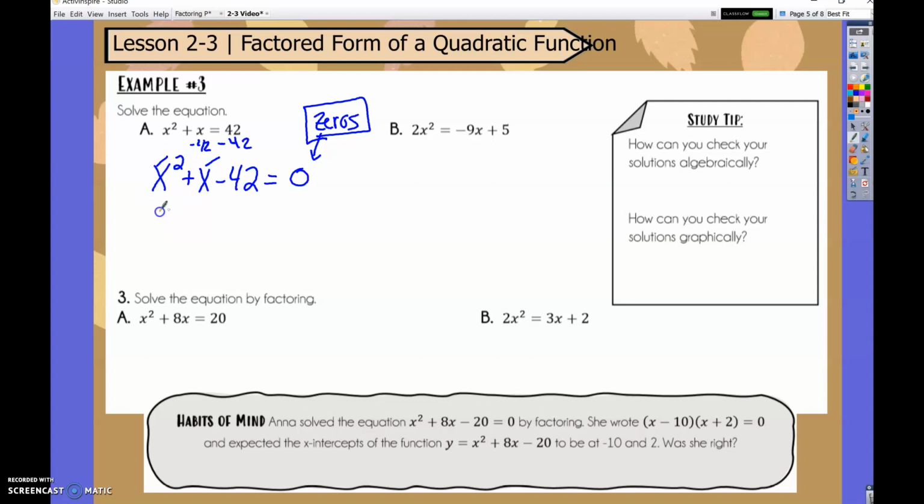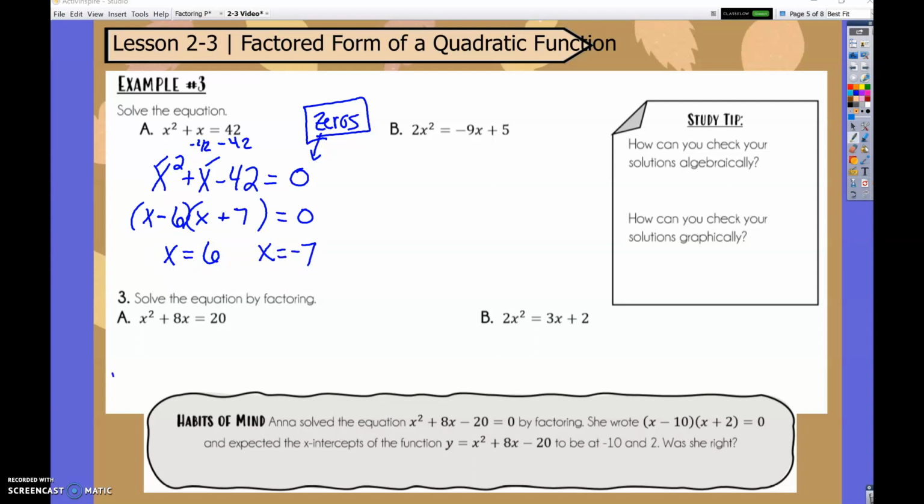You could guess these numbers, but remember, factoring makes it a lot quicker. So I would say x times x would be x squared. 7 times 6 would make 42, and if I make the 7 positive and the 6 negative, that would add to my 1x. So this would tell me that my solutions are x equals 6 and x equals negative 7.